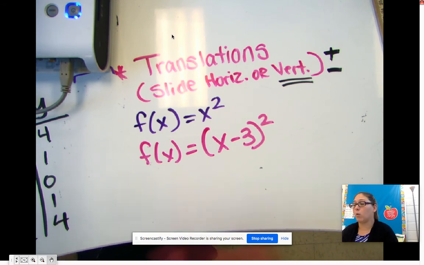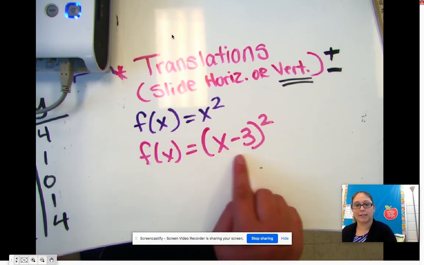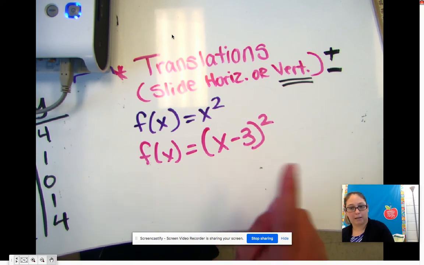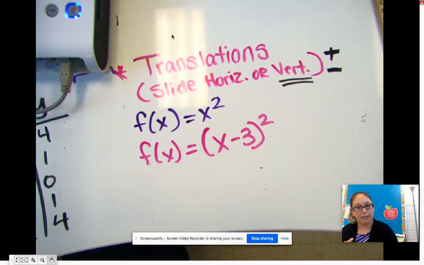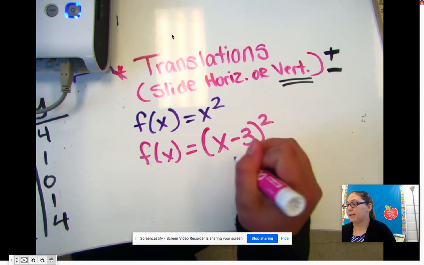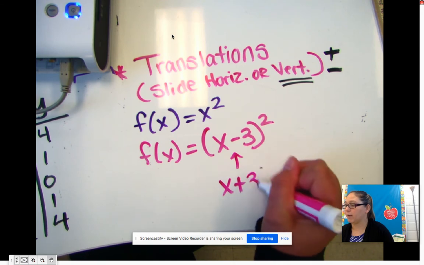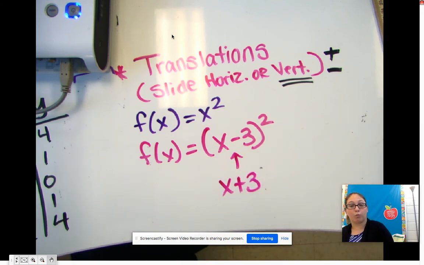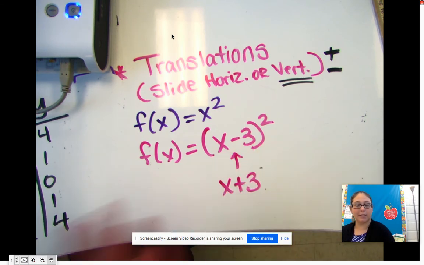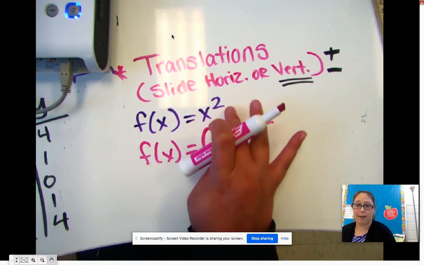So it's inside or it's next to the x, right? Then it's affecting the x. Because this is inside and it's by the x, it's going to affect the x. But it's going to affect it opposite. So because this says x minus 3, really what that means is on the graph, I'm going to have x plus 3, which means it's going to move to the right 3 in the positive direction, okay? So when we're talking about the x's, it's the opposite, okay? In this case, we're going to add 3 to all of my x values from my parent function.